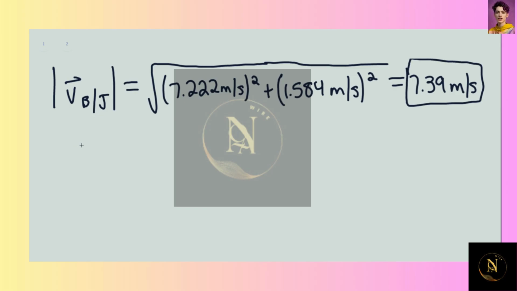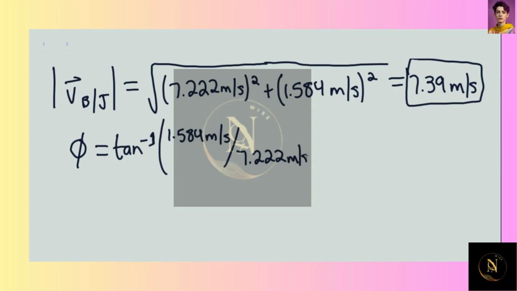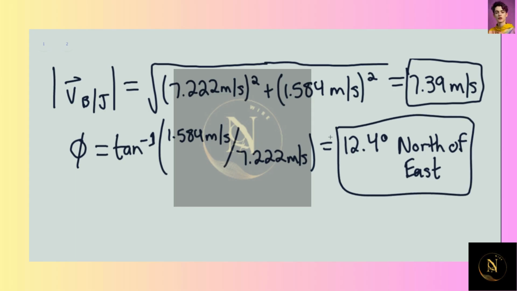And then if we wanted to find the direction, we can say phi would be equal to arctan of the y component, which would be here 1.584 meters per second, divided by 7.222 meters per second. This equals 12.4 degrees north of east. This would be our final direction of the velocity of the ball relative to Juan.